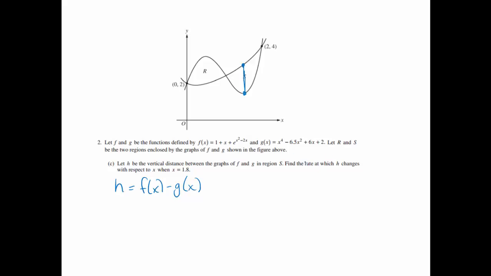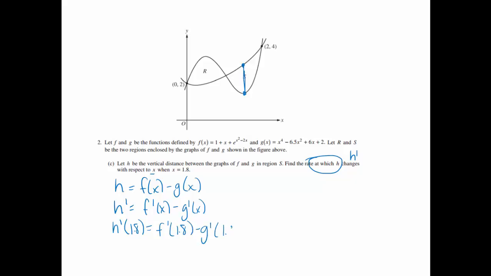All right. When it says find the rate at which h changes, that's asking for h prime. We would usually put dh dt, but it's not with respect to time this time. It's just with respect to x. So then h prime would equal the derivative of f of x would be f prime of x. The derivative of g of x would be g prime of x. And now we just want to calculate this at 1.8. So h prime of 1.8 would equal f prime of 1.8 minus g prime of 1.8.